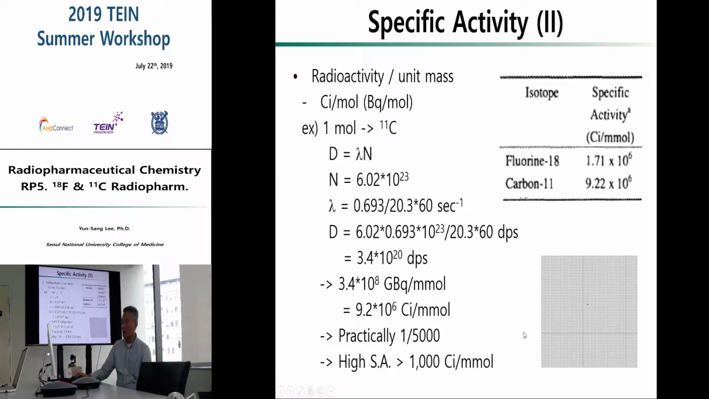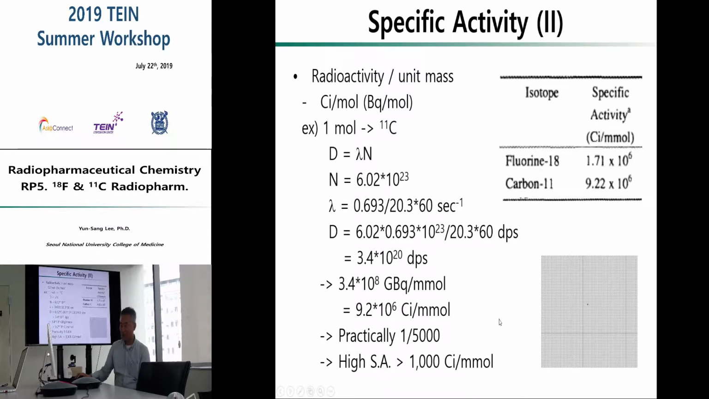And here you can see the practical side of specific activity. Practically, 1,000 molecules are there, or 5,000 molecules, and only one radioactive one is there. I drew 5,000 molecules and put in only one red one, but we can still catch this signal with our PET or any kind of radioactive detector.